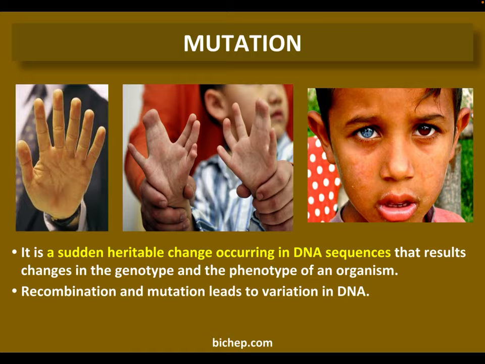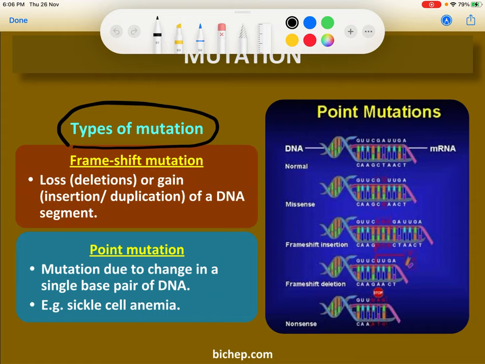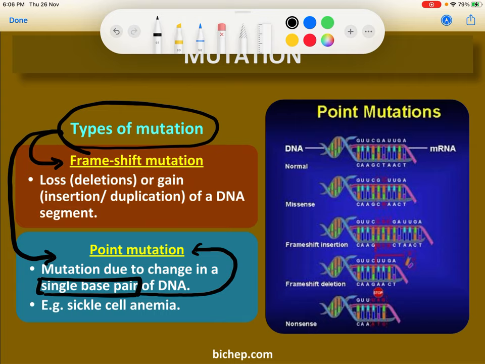Now comes the types of mutation. Types of mutation are basically of two. Number one, frameshift mutation, and number two, point mutation. Both you are supposed to remember with one reference. If the mutation is in a single base pair, do remember this, single base pair, then it is termed as point mutation, single point. And if it is in a DNA segment, that is a large sequence, then it is termed as frameshift mutation.